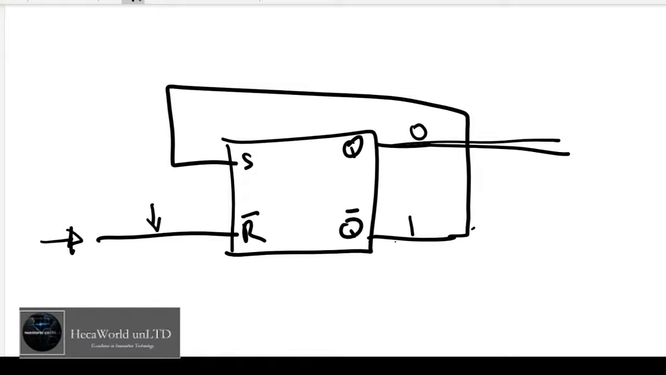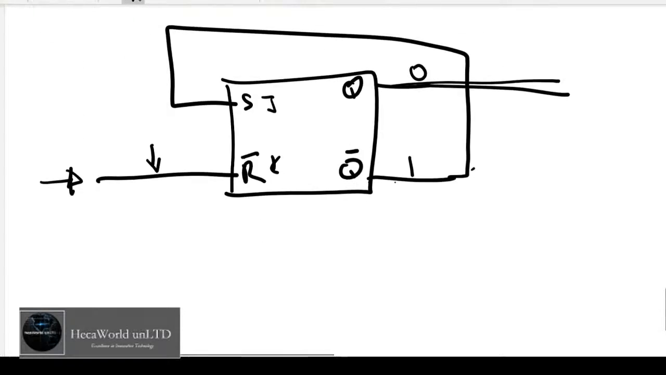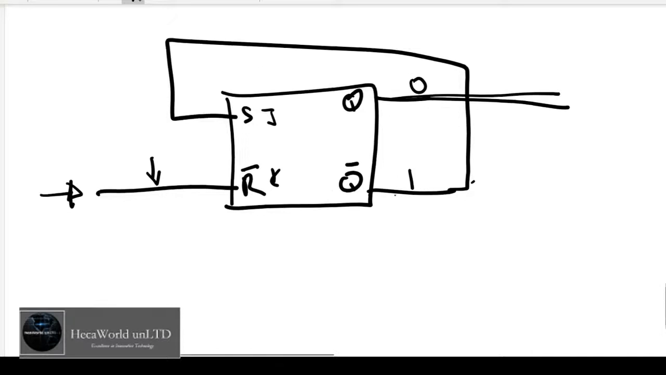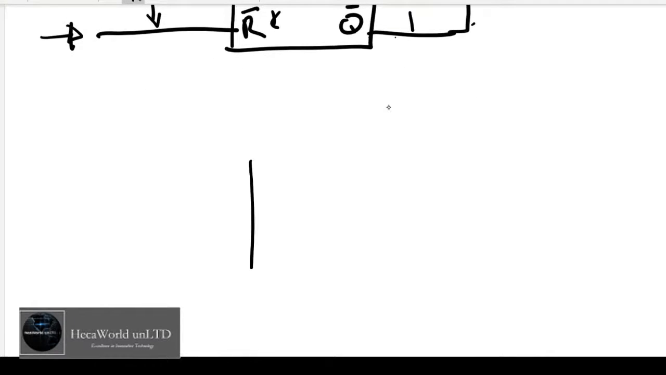You can also do this with JK. So if this is J and K, you can connect the output to the input. You can also do this with any other type of flip-flop. So the states will change all the time. When you clock it, it will change. When this changes back to 0, I think I probably drew this wrong, so let me try to fix that.